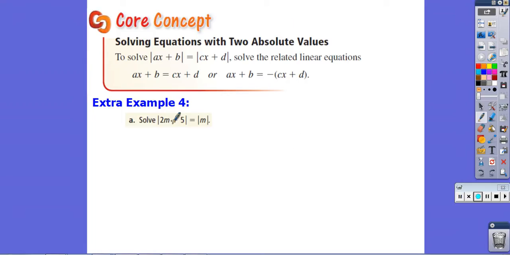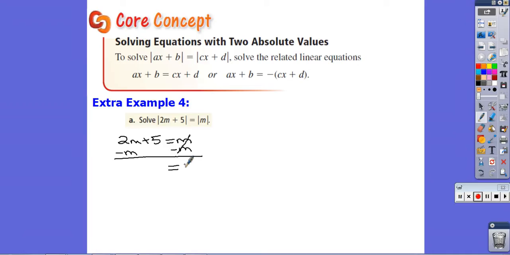So we have this here, and we're going to start. The first part is the easiest part. It's where you just do 2m plus 5 equals m. So I just drop the absolute value signs. Now I'm going to solve this. I'm going to get all the variables together. There's multiple different ways to solve this, but I'm going to start with this.